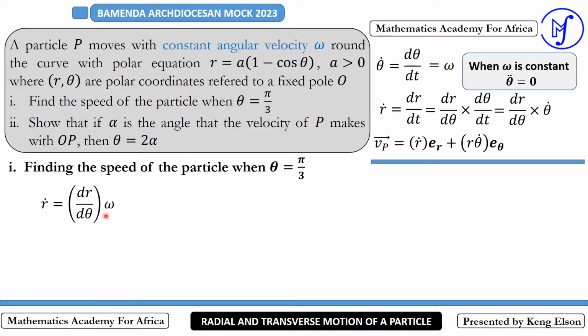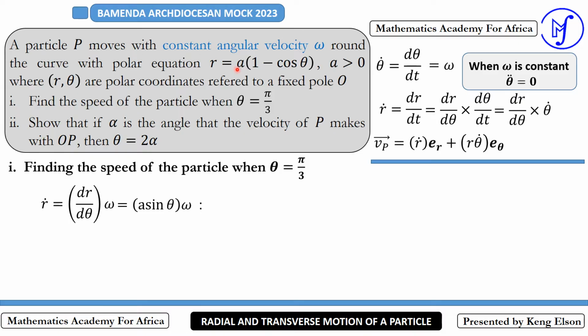Be mindful of the fact that if our r here was defined in terms of time, then we don't need this transformation, because to get r dot we just differentiate r with respect to time. So if it is already defined in terms of time, then automatically we just differentiate it directly, but we are doing this transformation because it is defined in terms of theta. So our r dot is equal to dr by d theta times omega, and dr by d theta simply means we should differentiate the function r with respect to theta for the first time, and then we multiply it with omega, so we get r dot.